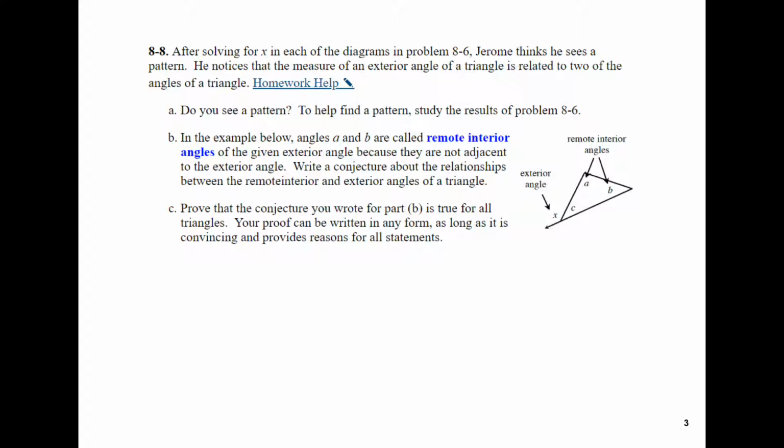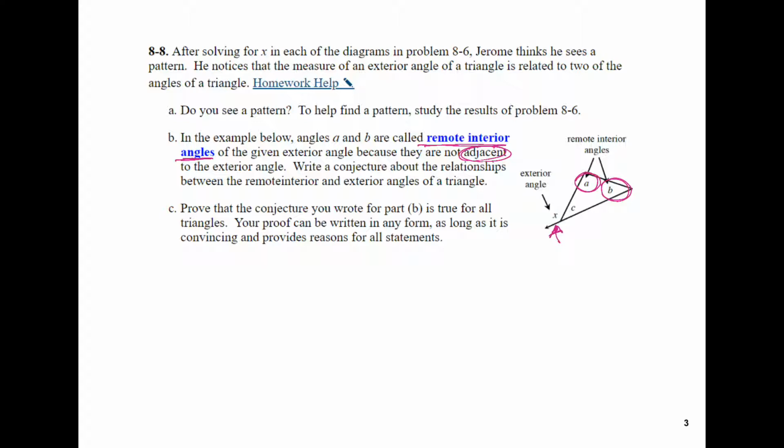Letter B says, in the example below, angles A and B are called remote interior angles of the given exterior angle because they are not adjacent to the exterior angle. So remember, adjacent means connected. So these two angles are not connected to this exterior angle, X. Write a conjecture about the relationship between the remote interior and exterior angles of the triangle.